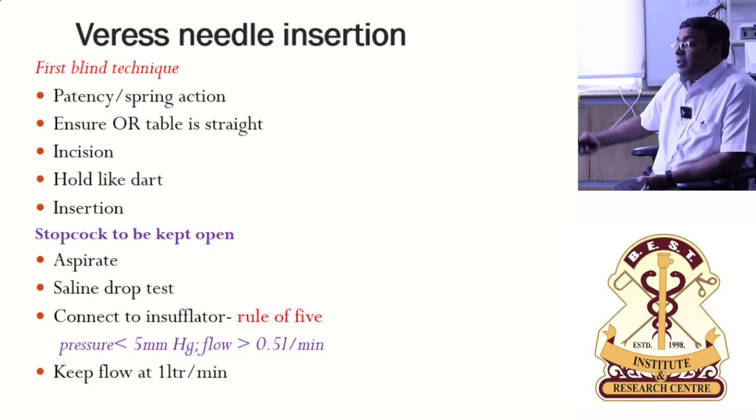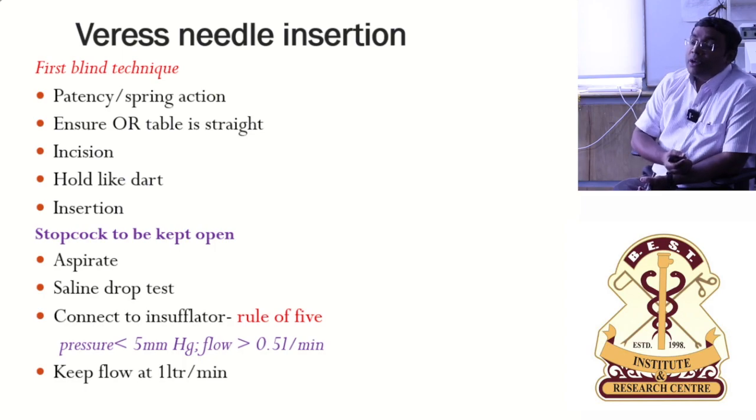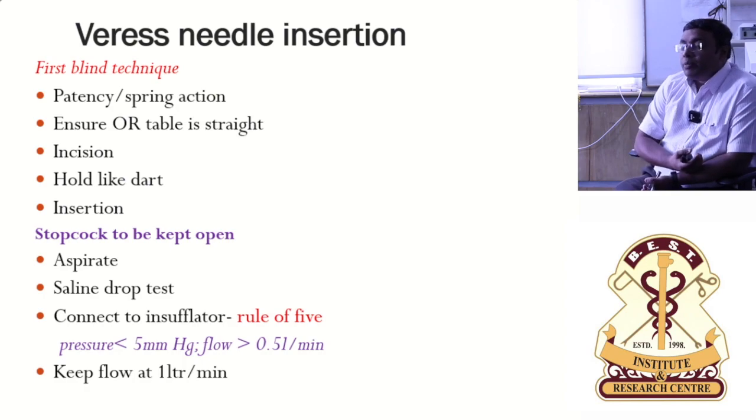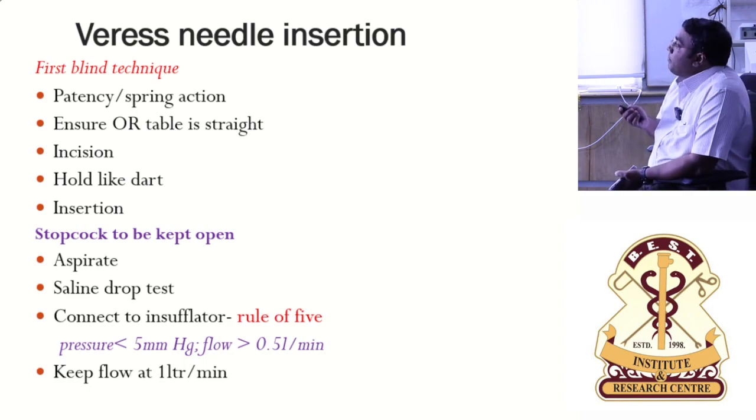But if you are allowing 2 liters, 3 liters, 4 liters of gas to enter into the blood vessel, then definitely the patient will have embolism. So because of its very high solubility, at 1 liter per minute the chance of embolism is less. That is why you keep it at 1 liter per minute.